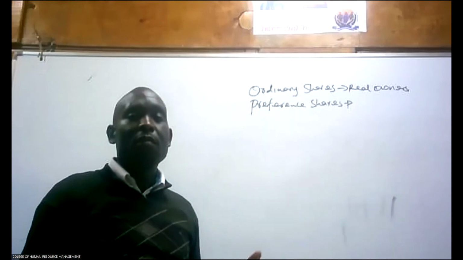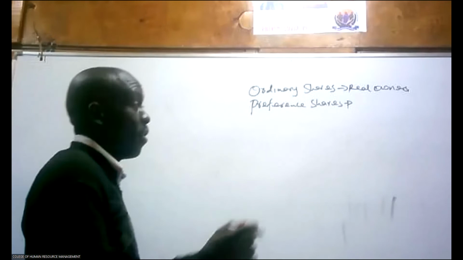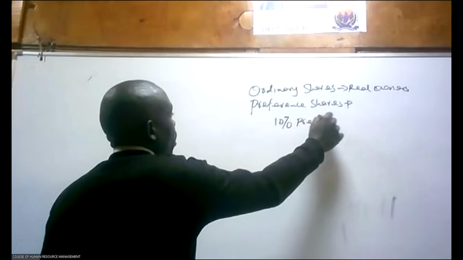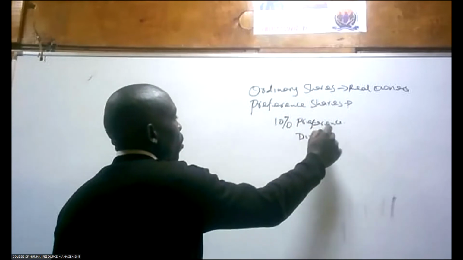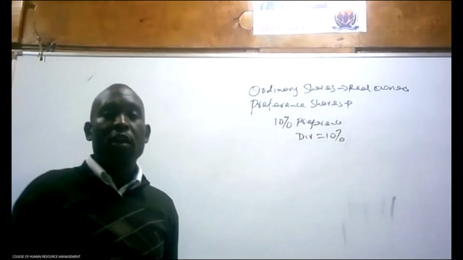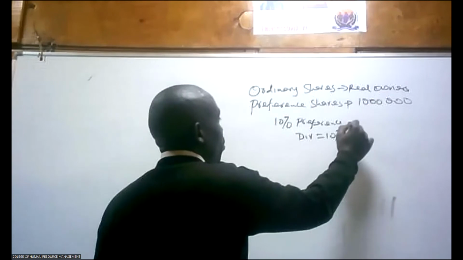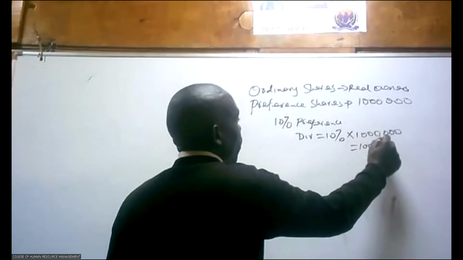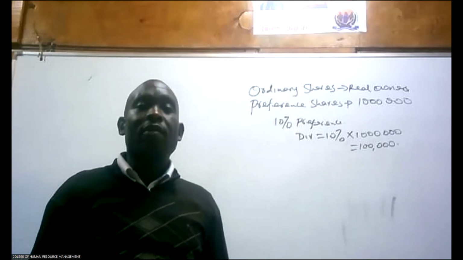And actually the word preference simply means that you are given some preferential treatment. When it comes to dividends, your dividends are constant, they are known. That's why with the preference shares, you find that maybe it is 10% preference share capital. When it is 10% preference share capital, it simply means that your dividends will be equal to 10% of what you contributed, which is constant. So if you contributed like $1 million here, your dividends will be equal to 10% of 1 million, which is going to give you 100,000. So each and every year, you are going to receive 100,000 as dividends, constant.